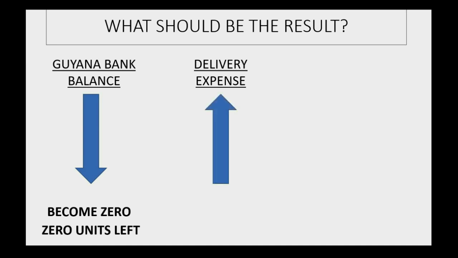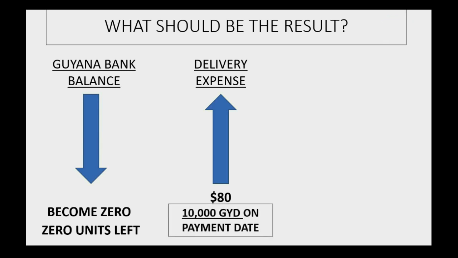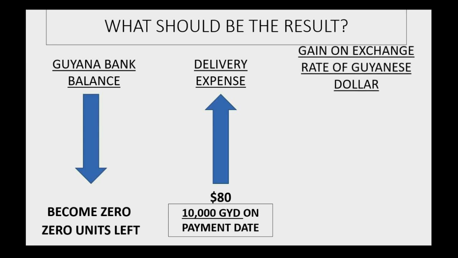The delivery expense should appear on the trial balance increased by $80 because that's really the value of what you paid for the service at the moment you paid it. Even though you paid 10,000 Guyana dollars, it was worth $80 of delivery at the moment you paid it. And the gain on the exchange of the Guyana dollars should increase by 15 and make it, I think, 26.30 or whatever it was when we did it properly in the prior video.